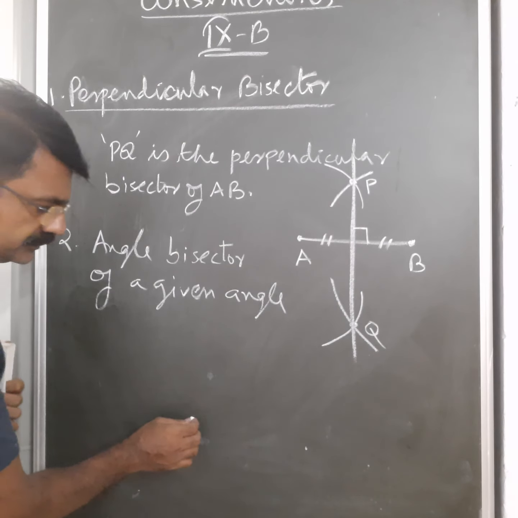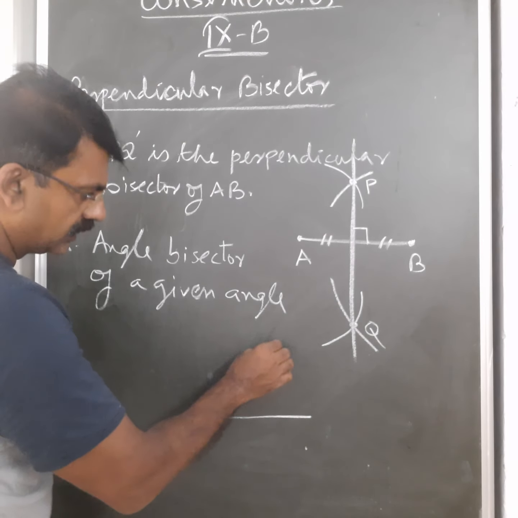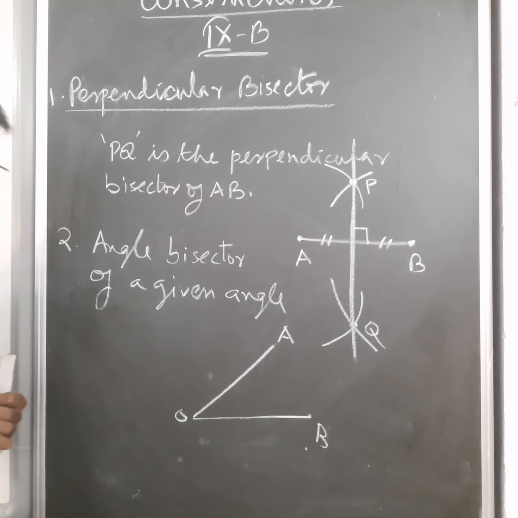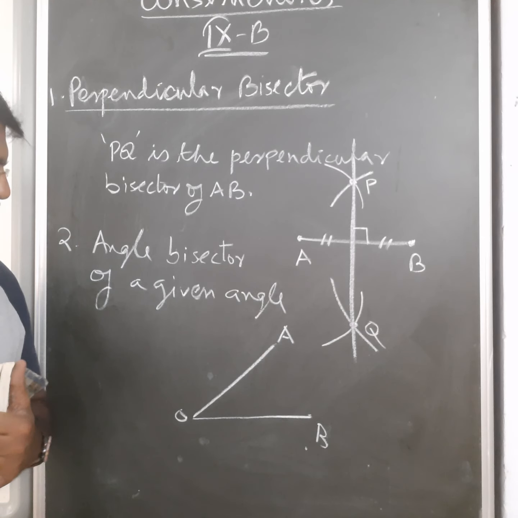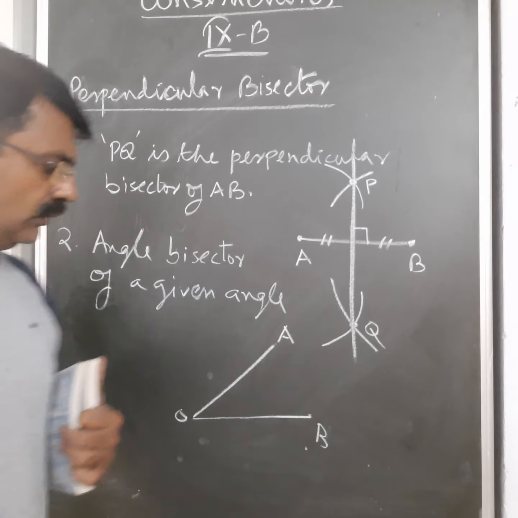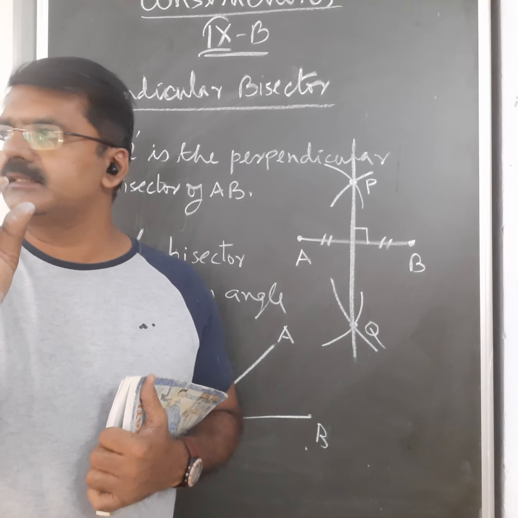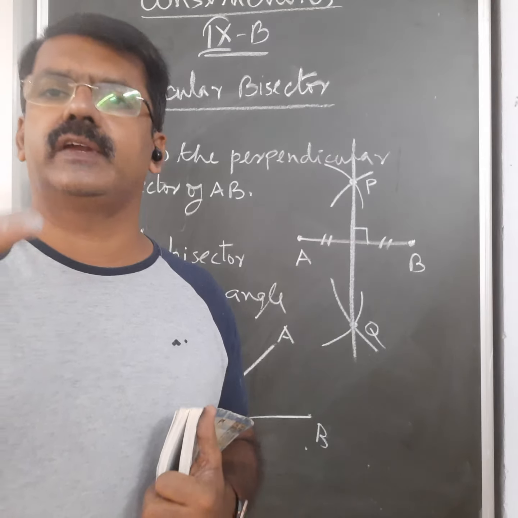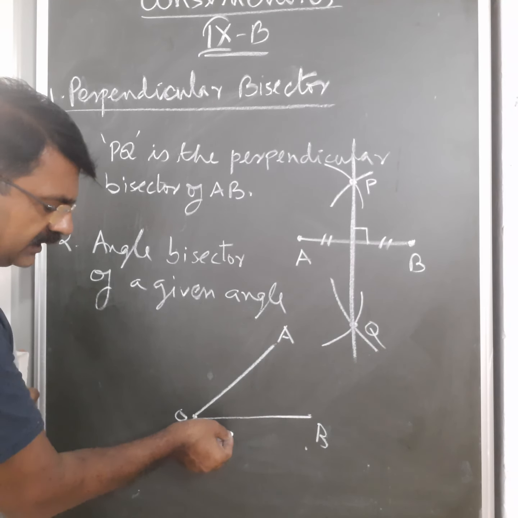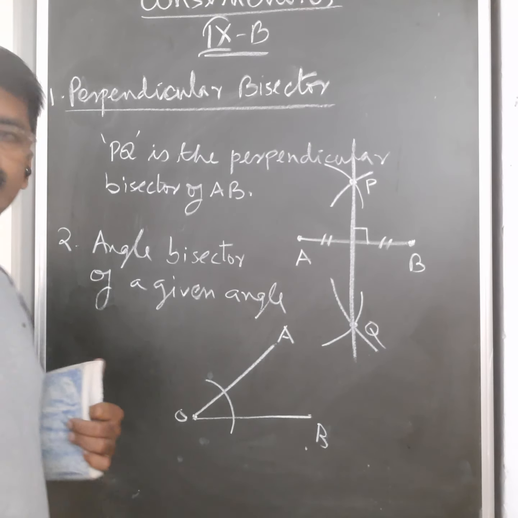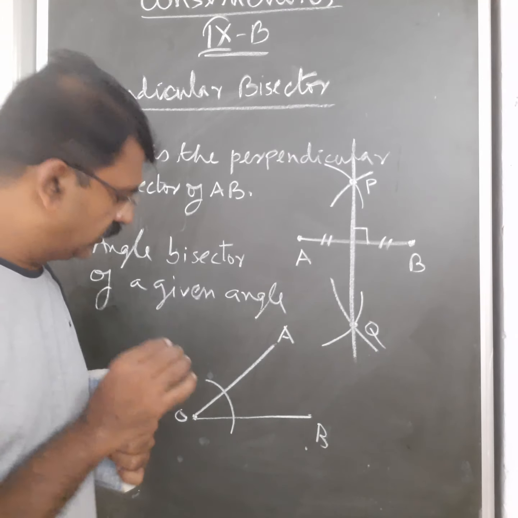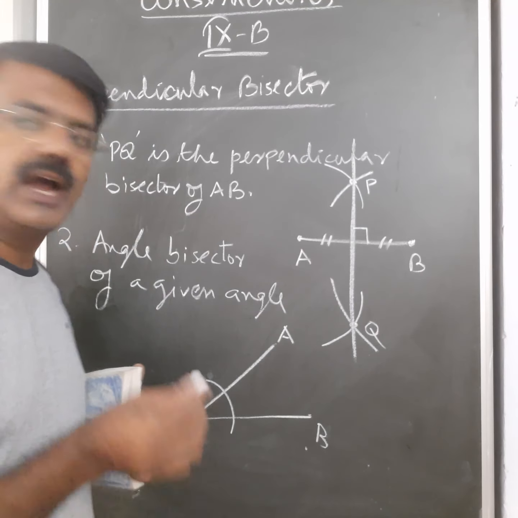Now suppose AOB is an angle, and you have to draw a line which is bisecting the angle AOB. Now, taking any suitable radius, suitable means not very short or not very long, take any suitable radius, and with O as the center, you draw an arc like this. I repeat, taking any suitable radius with O as the center, you draw an arc.